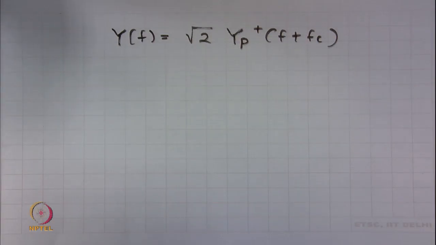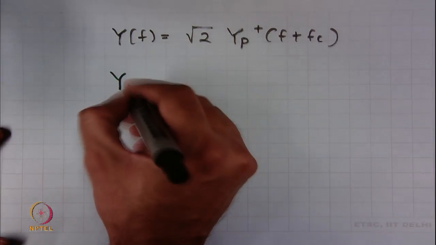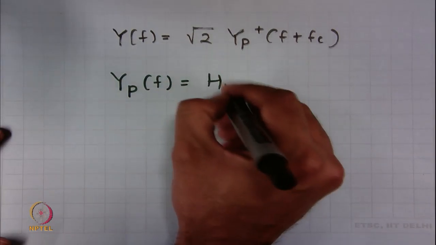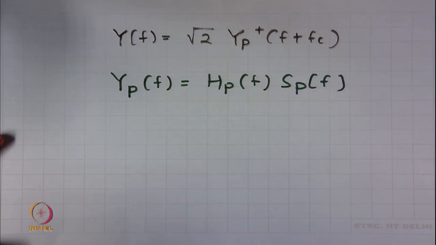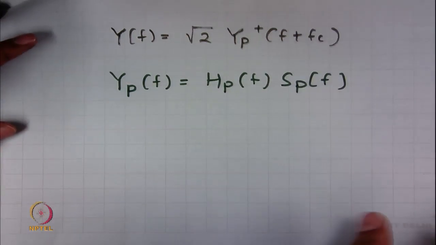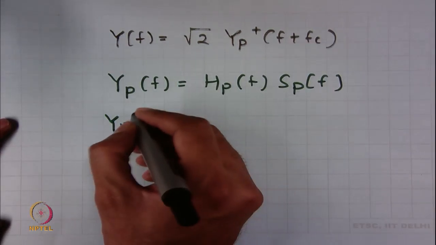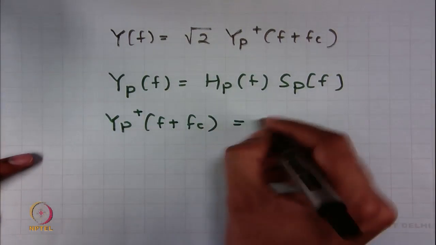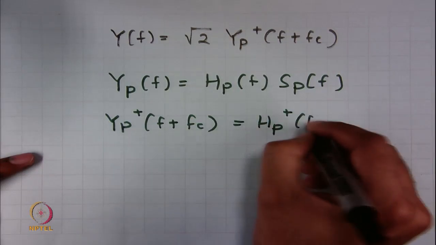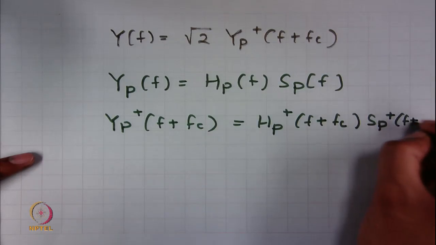Now, we know that Y_p(f) is H_p(f) times S_p(f). So, from this we can see that Y_p(f + f_c) would be H_p(f + f_c) times S_p(f + f_c).